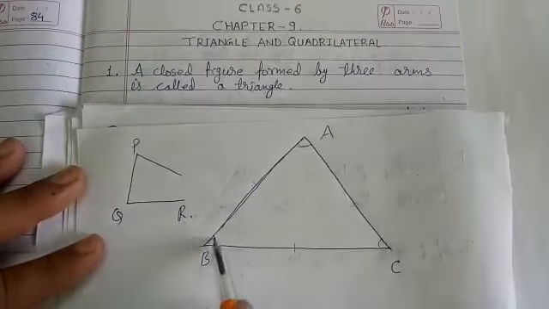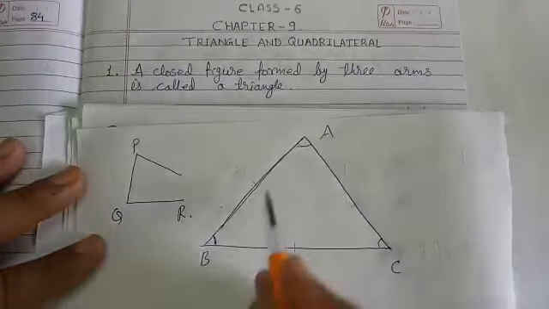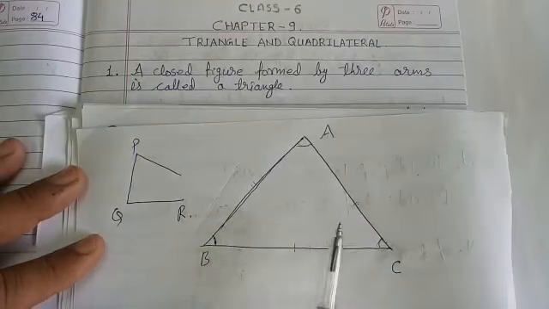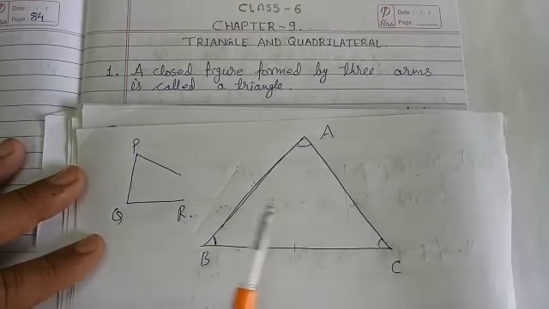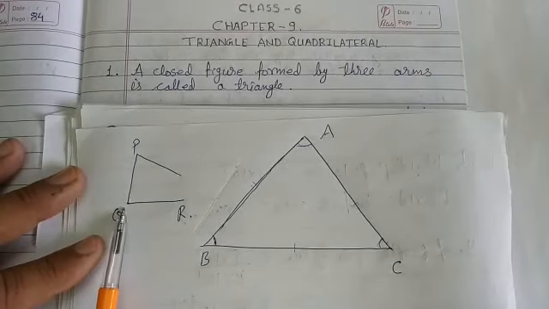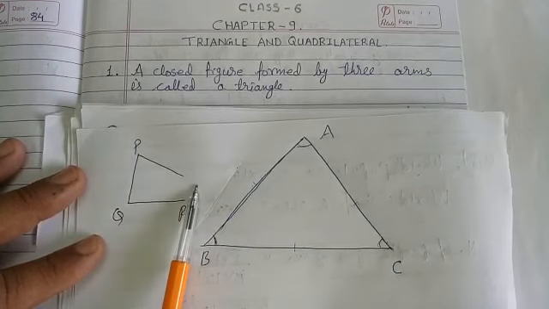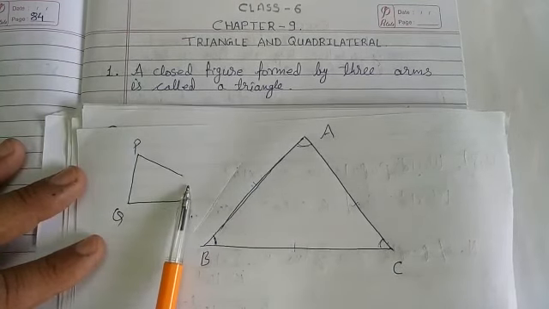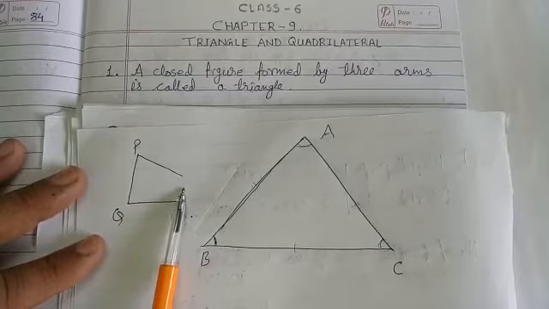This corner part is the vertex and these sides are called arms, but it should be a closed figure, then only it is a triangle. If in another figure you can see the other part is open, then it is not a triangle.